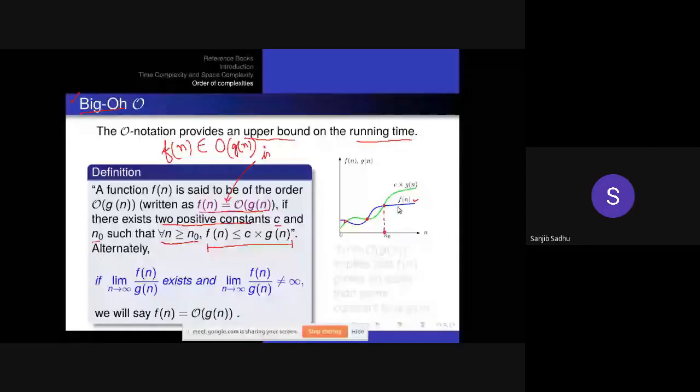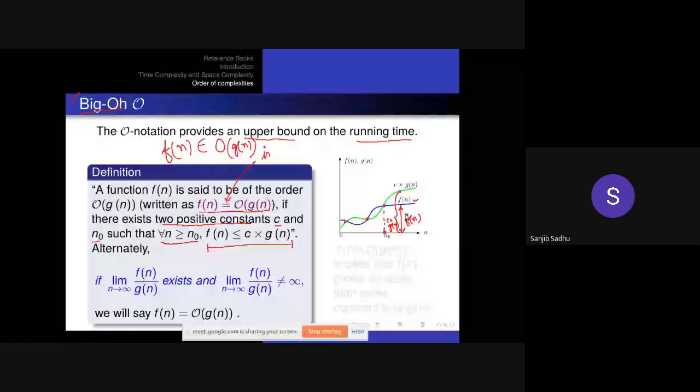Why? Because you see this is the value of fn here. Check it. This is fn. And what is gn? This portion is the c gn here. So here you check that the fn value is always less than c into gn. Just after n naught, beyond n naught, whatever be the values of n, if n is greater than or equal to n naught, fn is always less than or equal to c into gn.